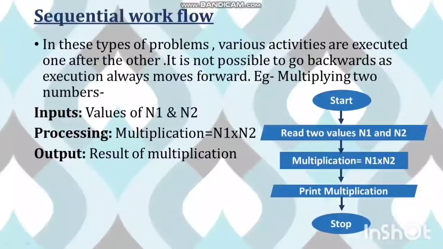Here we have taken an example of multiplying two numbers, values of n1 and n2. Processing is multiplying those two numbers and then the result of multiplication. As the flowchart represents, start, input, again we are using parallelogram, read two values n1 and n2, that is we are getting the input from the user, and then we are multiplying. It is a process, so we are representing it in rectangle format, and then output, print the multiplication, and then finally we stop it. Both input and output are represented using a parallelogram shape, process is always represented using a rectangle shape, and both start and stop use an oval shape.